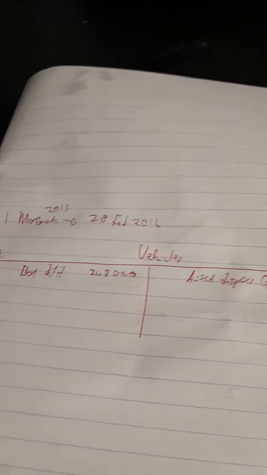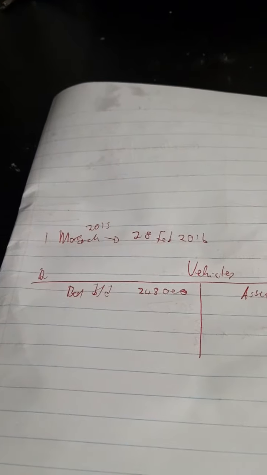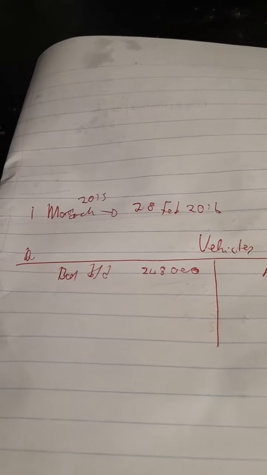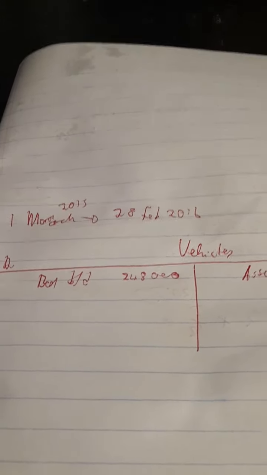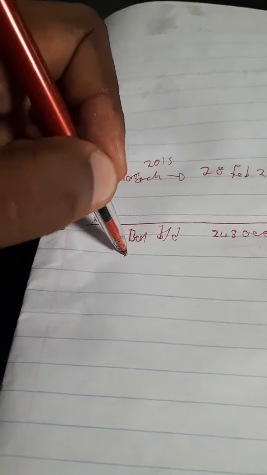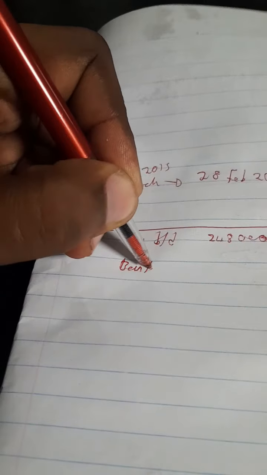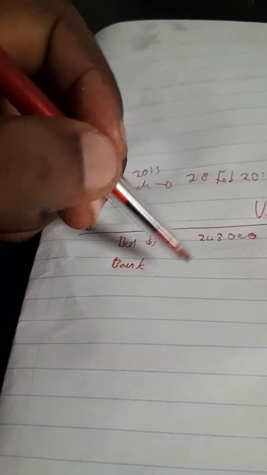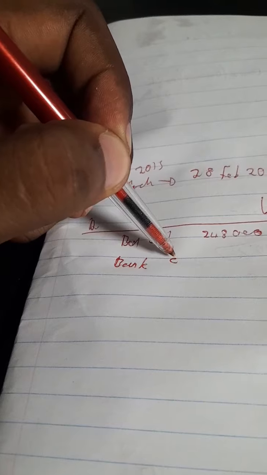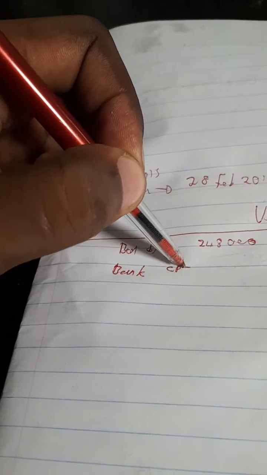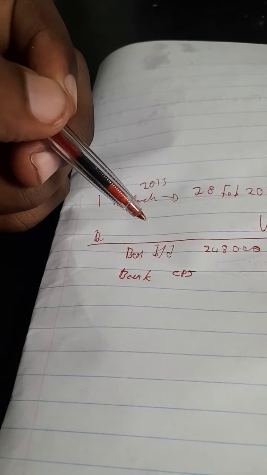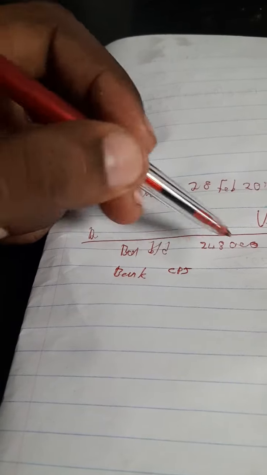So where are we going to record this? On the debit side. How are we going to write it? They said that the new vehicle was purchased for cash. What comes to your mind when it says for cash? It's bank, right? You are correct. So you are going to write bank, then the document is CPJ. It's CPJ because you are purchasing it for cash.